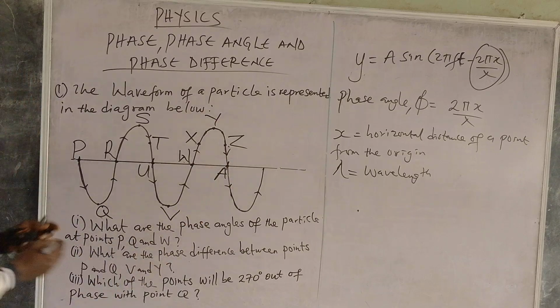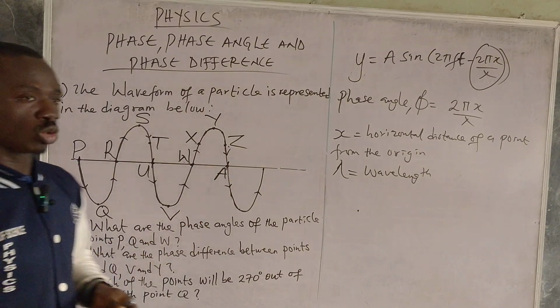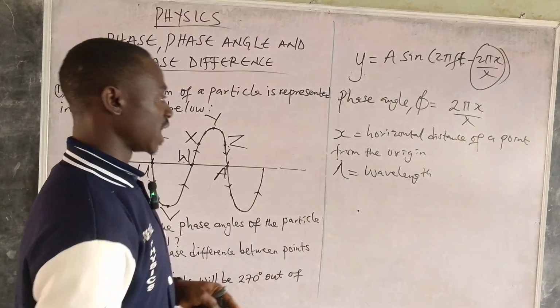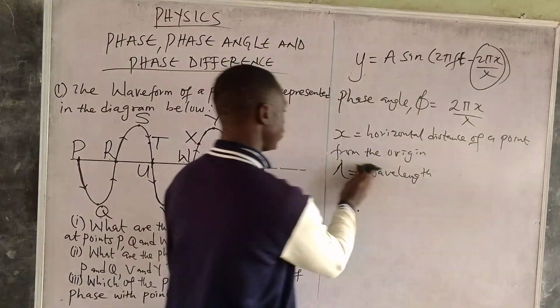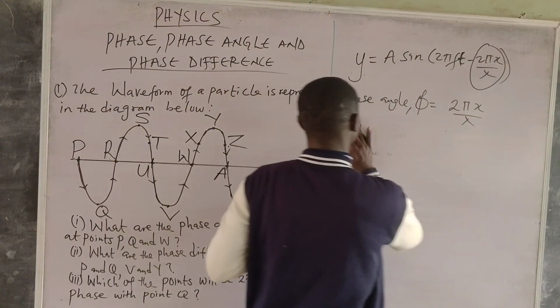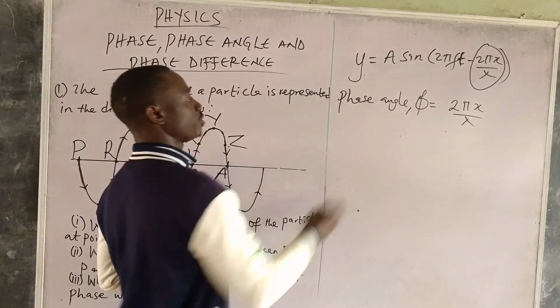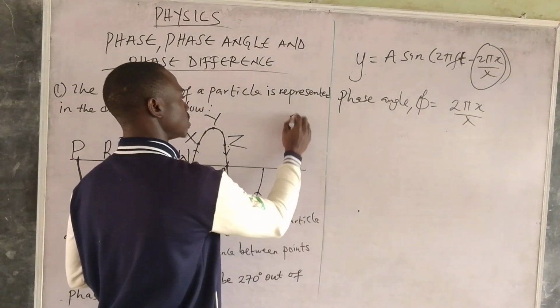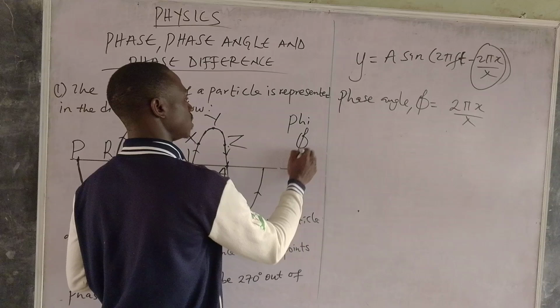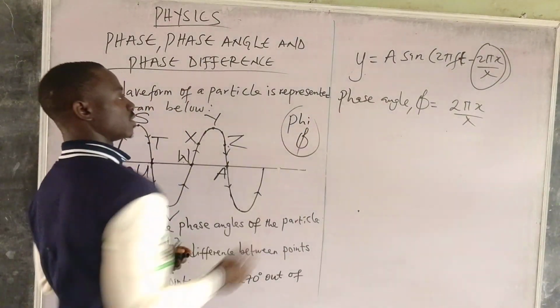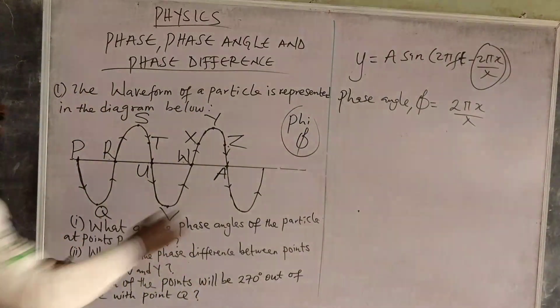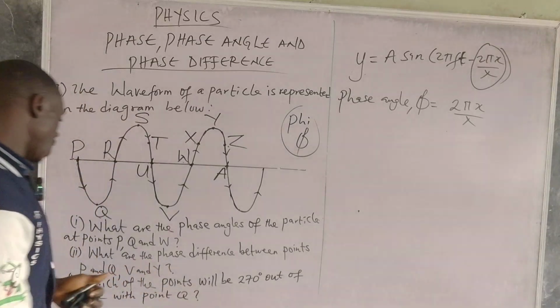The distance between two successive points that are in phase. All right. So please take note of this phase angle phi. Phi is a Greek letter. So take note of that. 2 pi x over lambda. So this is our phase angle.